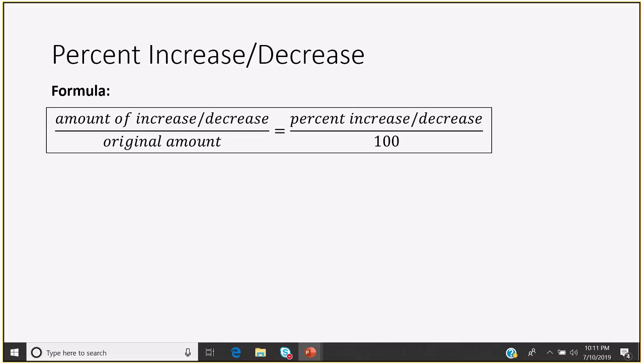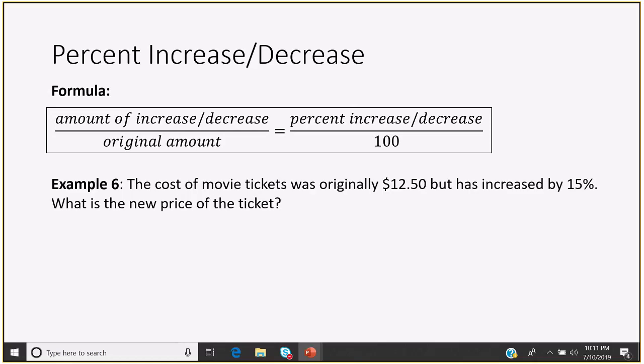And so instead of writing two formulas, because they're the exact same for percent increase or decrease, this is the proportion that we would set up. We would take the amount of increase or decrease, put it over the original amount, and that would be equal to the percent increase or decrease, and we put that over 100. So a lot of words. Here's an example to see what I'm talking about.